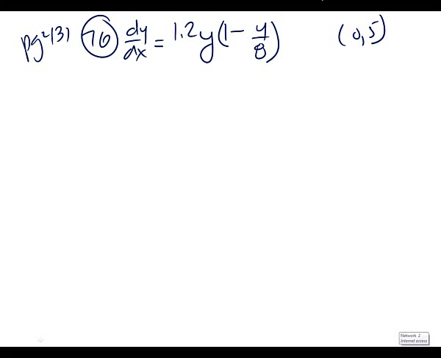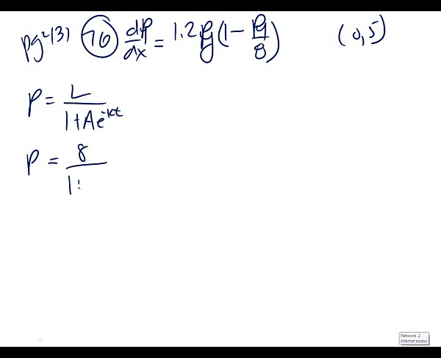Okay, so we had said instead of y, we used P's there, right? So we had that P equals L over 1 plus Ae to the negative kt. We have to get it into that format. So what is the carrying capacity? 8. Okay. We know 1 plus Ae. The k is what? 1.2, and the negative comes from the formula. So I've got that to start with, but I have to solve for A, which is what they want us to do. I'm going to use that initial condition.